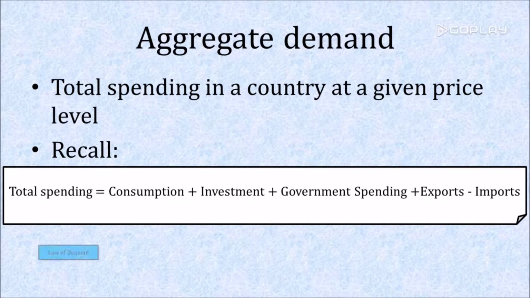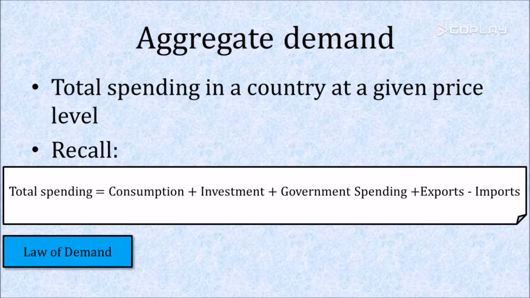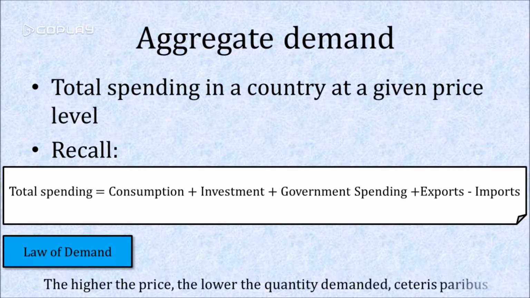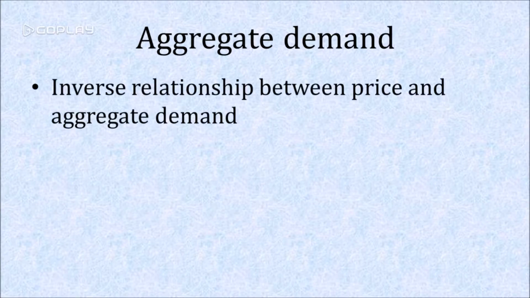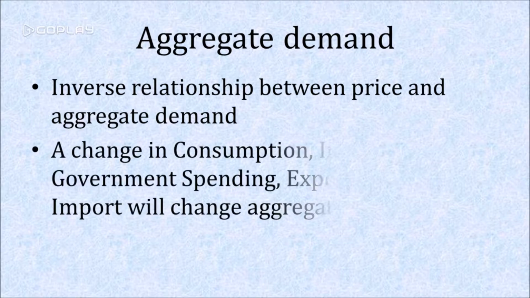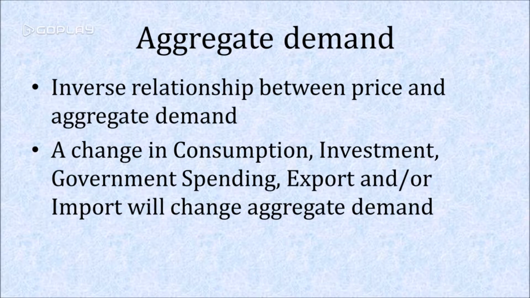You should also remember the law of demand. The higher the price, the lower the quantity demanded, ceteris paribus, or all other factors kept constant. This means the relationship between price and aggregate demand is inverse. The aggregate demand curve is negatively sloped.